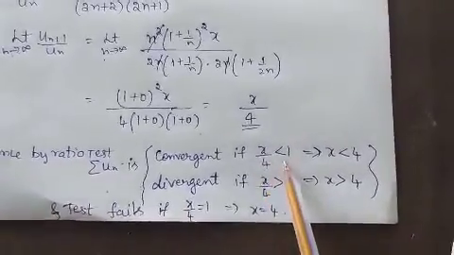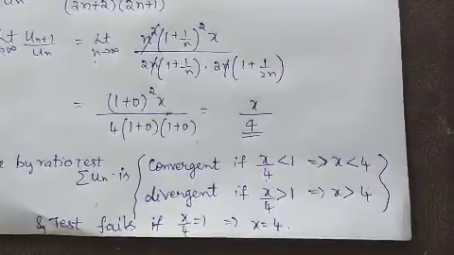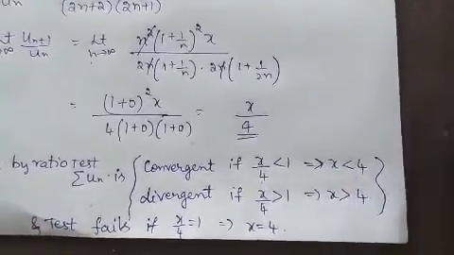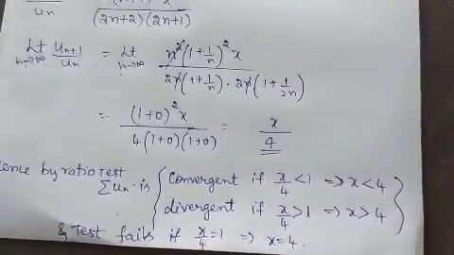So what is the meaning of this? x by 4 less than 1 is nothing but x less than 4, and x by 4 greater than 1 is nothing but x greater than 4. Hence by ratio test, x less than 4, it is convergent; x greater than 4, it is divergent; and the test fails when x equals 4.